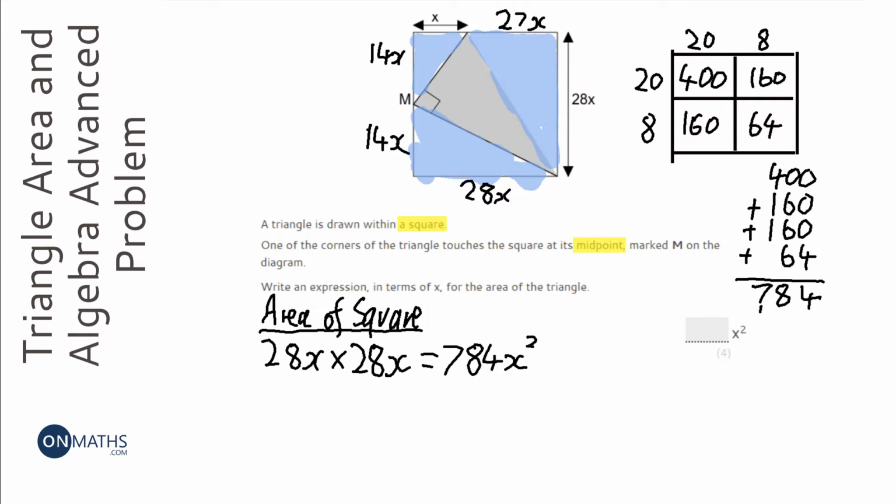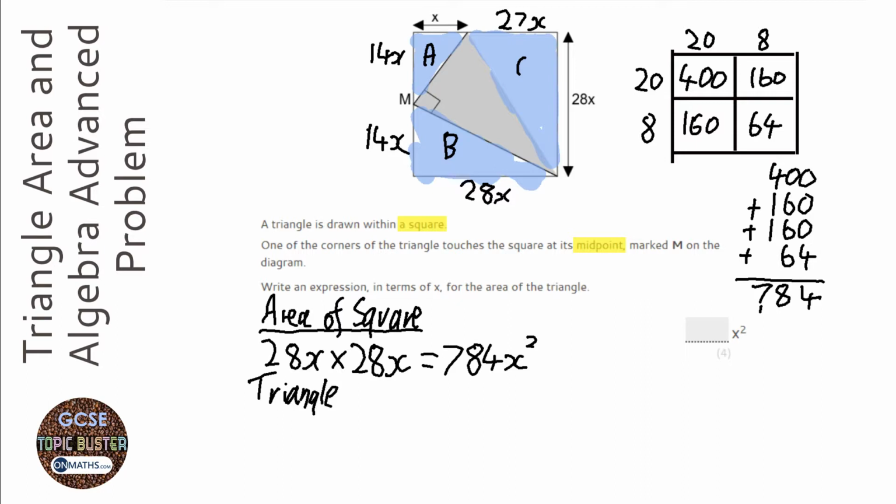Right. Now we're going to go through bit by bit and work out the area of the triangles. Okay, what I like to do normally is just label them just so I can have some sanity on it. So we're going to have triangle A first. Okay, triangle A.